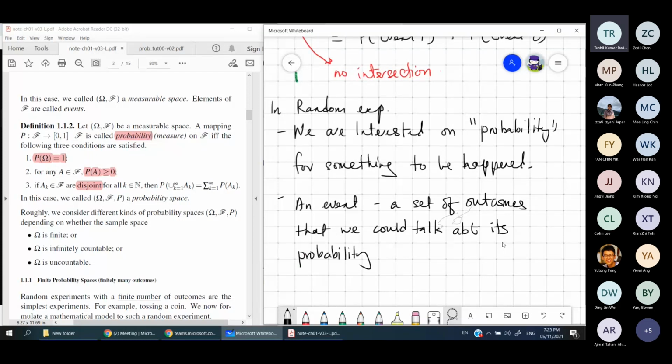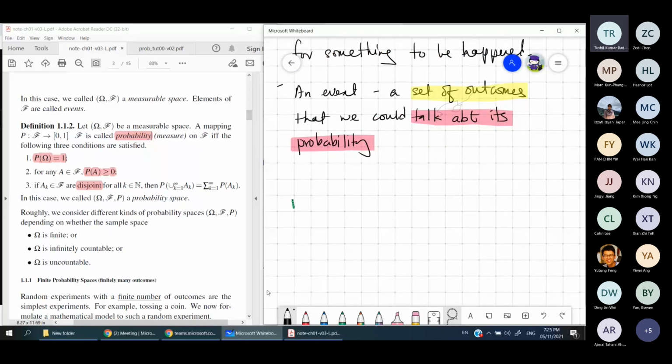So it must have two criteria. First of all, it must be a set of outcomes. Secondly, we will ensure that we can talk about its probability. It must have these two features here.